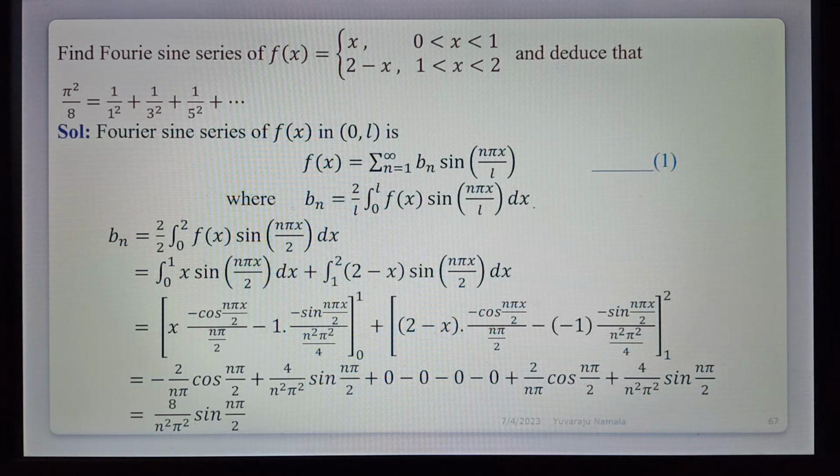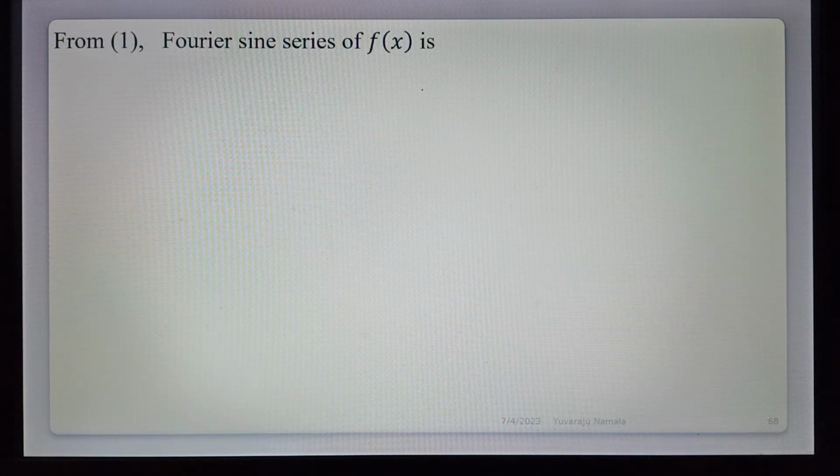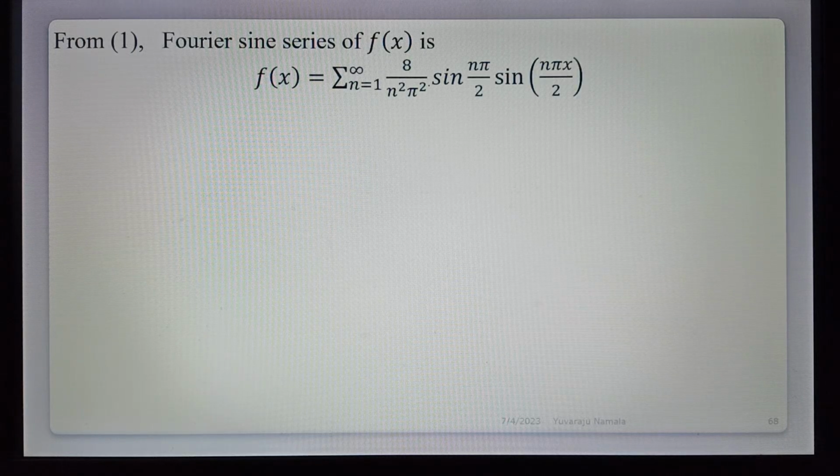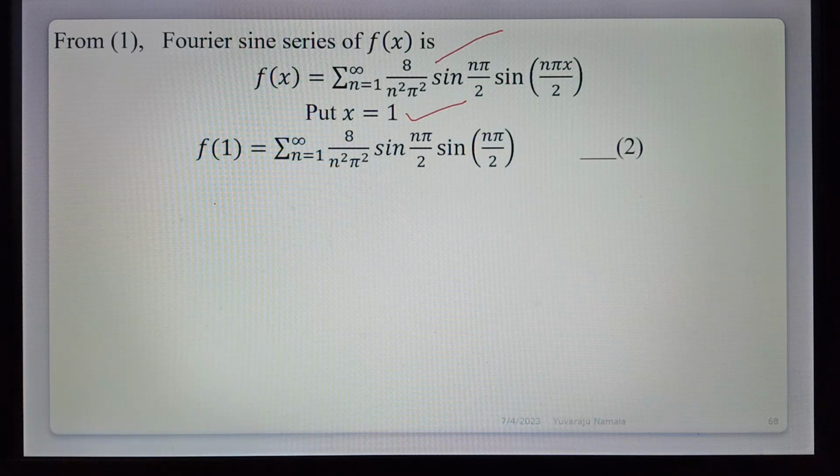So substituting bn in equation 1, continuing here. Fourier sine series of f of x is equal to, substituting the bn value, summation n is equal to 1 to infinity 8 by n square pi square sin n pi by 2 into sin n pi x by 2. So put x is equal to 1 here. F of 1 is equal to summation n is equal to 1 to infinity 8 by n square pi square into sin n pi by 2 into sin n pi by 2, with x is equal to 1 again.